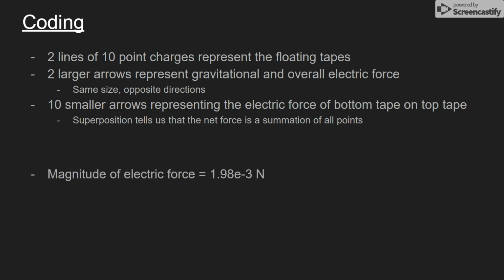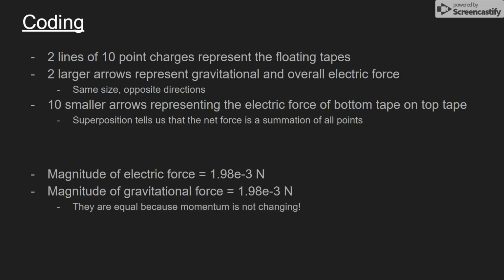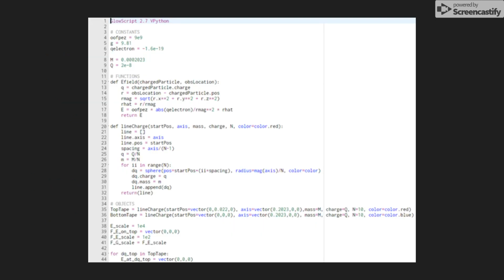And the magnitude of the electric force was 1.98 times 10 to the negative third newtons, and gravitational force was the same, and they're equal again because momentum is not changing, as we saw. And then the charge on the piece of tape turned out to be 2 times 10 to the negative 8 coulombs. So here you can see where we plugged in the mass of the tape and then the charge of the tape, which was found basically with a guess and check kind of method, and it turned out to be 2 times 10 to the negative 8.